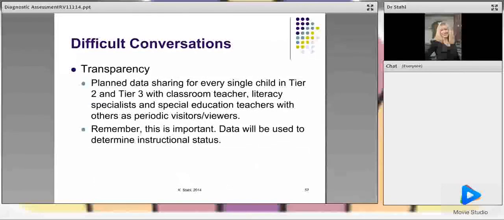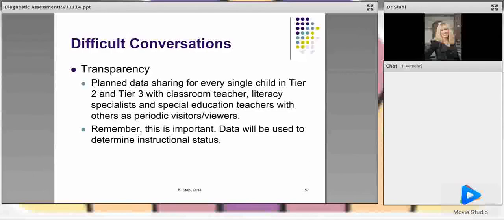The other challenge is transparency. We need to make sure that there are opportunities for true data sharing and planned data sharing for every single child in Tier 2 and Tier 3 that involves the classroom teacher, the literacy specialist, special education teachers, and others as periodic visitors, including the English language teacher. We really need to all make sure that this is done not just by handing the classroom teacher a score sheet or a notebook and saying, here are your kids' scores.